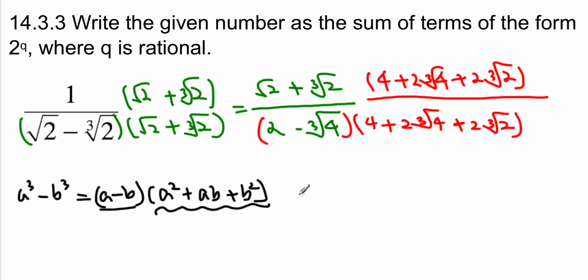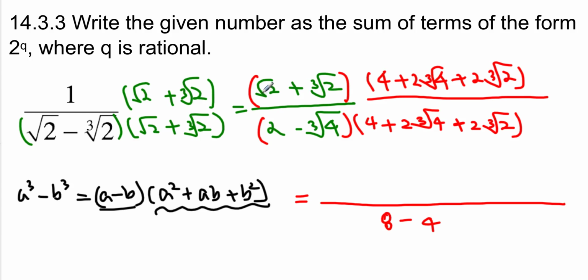Now, what do I get? The denominator becomes rather simple because the denominator now becomes a difference of cubes. I just have to cube each one. Then the cube of 2 becomes 8 minus the cube of the cube root of 4 becomes 4. So the denominator becomes 4. How about the numerator? I guess we just have to multiply each one here.